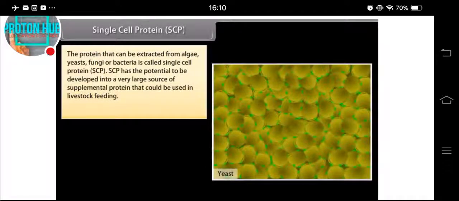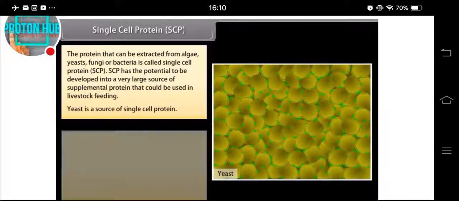Single cell protein, SCP. The protein that can be extracted from algae, yeasts, fungi, or bacteria is called single cell protein, SCP. SCP has the potential to be developed into a very large source of supplemental protein that could be used in livestock feeding. Yeast is a source of single-cell protein.